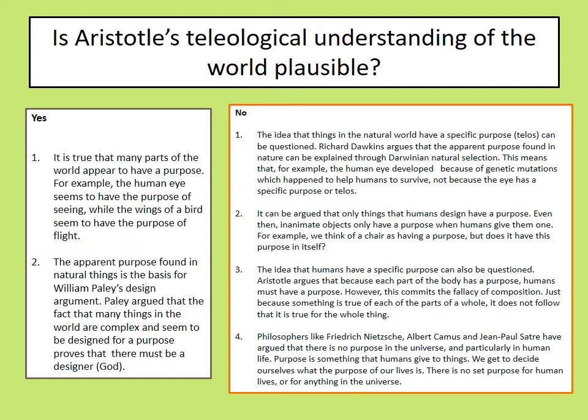So the point here is not that the eye doesn't help us to see; it does help us to see, but it's not got that purpose or telos in itself. It wasn't created, Dawkins says, with that in mind. So for Aristotle to be right, the whole point of the eye has to be to help us to see. But what Dawkins is saying is no.